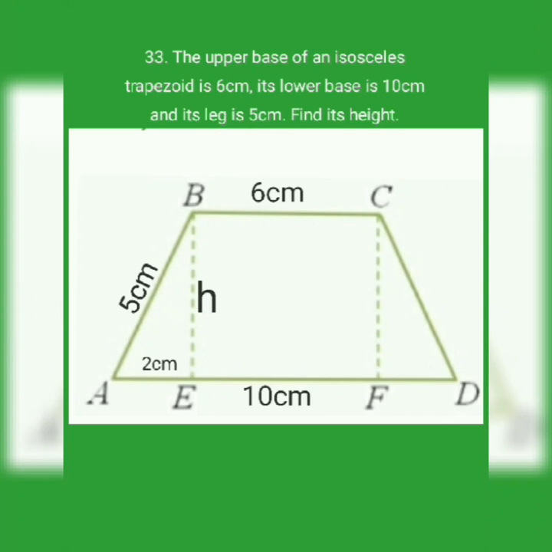Since there is a right triangle formed, we can use the Pythagorean theorem. So we have h squared is equal to 5 squared minus 2 squared, and 5 squared is equal to 25, while 2 squared is equal to 4. 25 minus 4 is equal to 21, and the square root of 21 is still square root of 21. So the height of the isosceles trapezoid is square root of 21 centimeters.